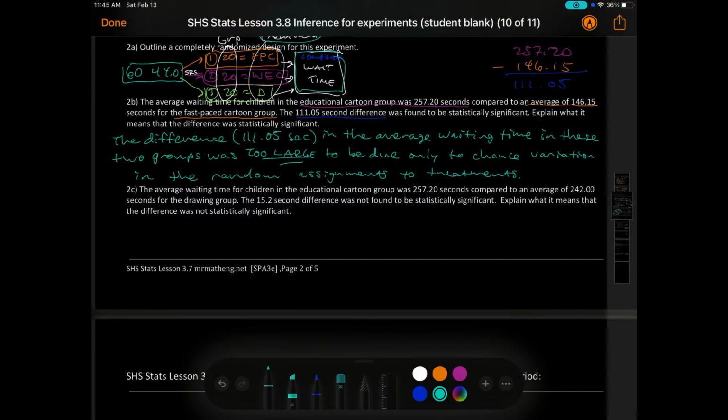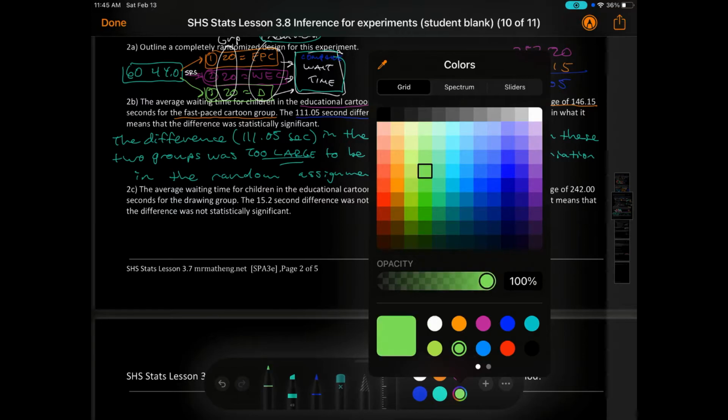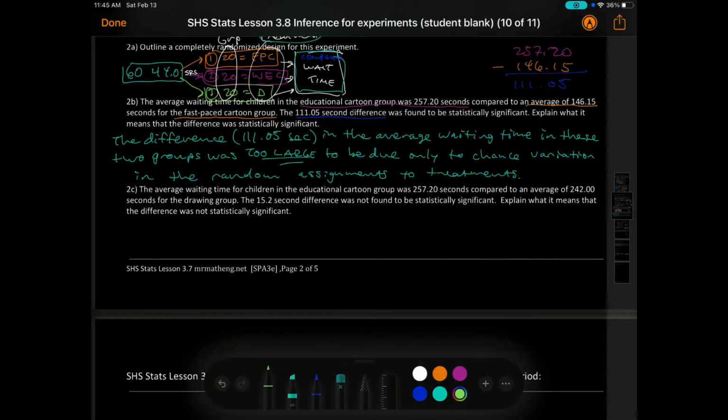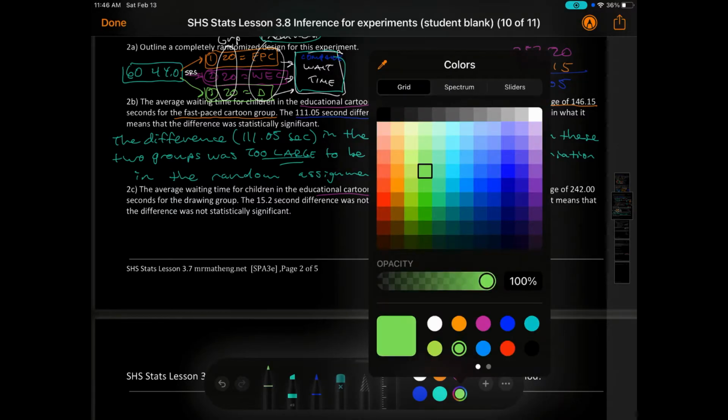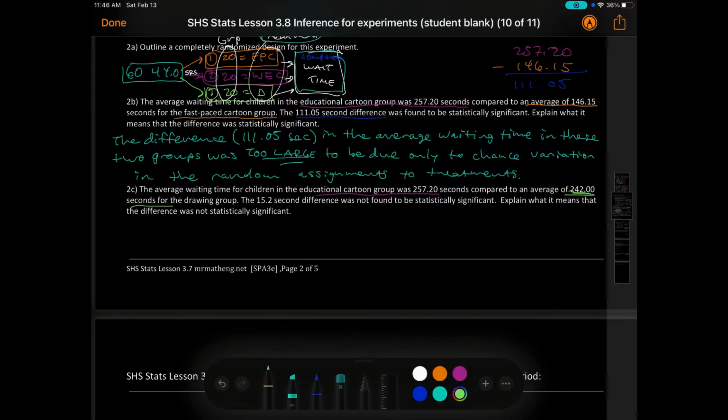Okay, 2C. Change the color here. The average wait time for children in the educational group, where's the educational group? That was pink, was 257.20 seconds compared to the 242 seconds in the drawing group. The 15.2 second difference was not found to be statistically significant. Explain what this means. That the difference was not statistically significant.